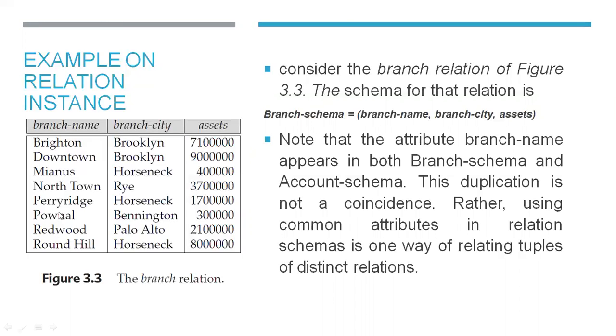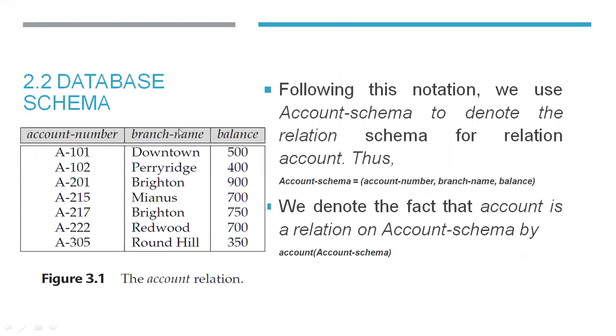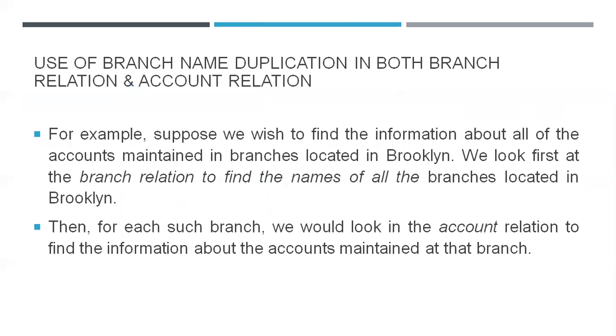You can see here branch name, branch city, and assets. Here you have account number, branch name, and balance. So this branch name is duplicated. Why is it duplicated? It is duplicated for some need. Now what is that need? Let us check it out. Use of branch name duplication in both the branch relation and the account relation. Suppose we wish to find the information about all the accounts maintained in branches located in Brooklyn. That means all the information of all the accounts maintained at the location Brooklyn.